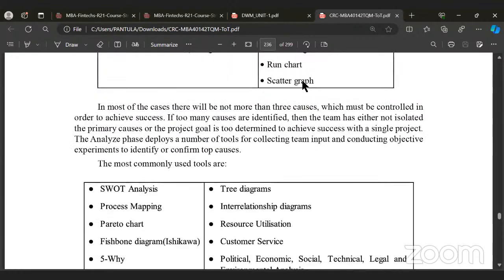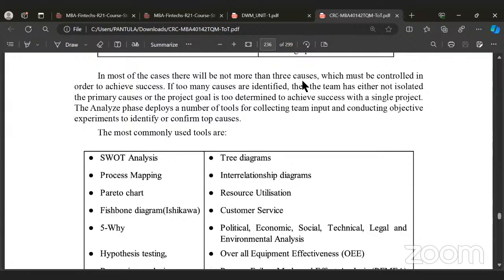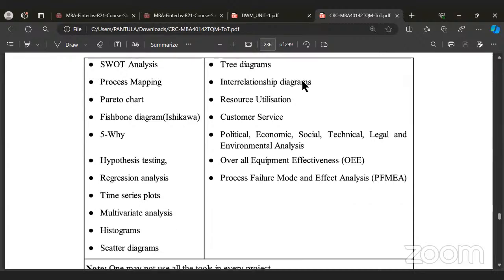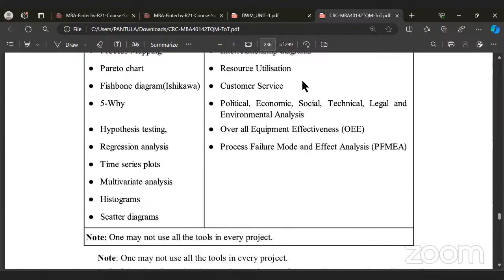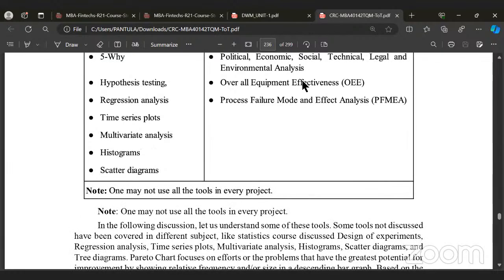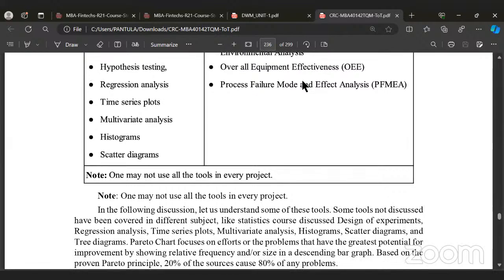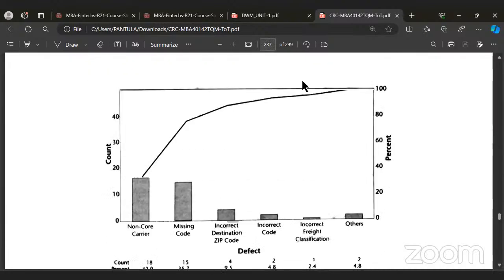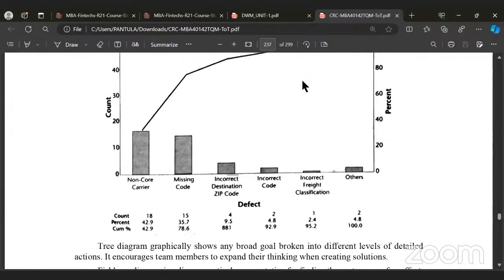So here they use some kinds of tools: SWOT analysis, process mapping, tree map, tree diagram, Pareto, fishbone diagram, 5 Whys, tree diagram, interrelationship diagram, resource utilization, customer services, overall equipment efficiency, time series plots, multivariate analysis, histograms, scatter diagrams. So these are the things we are going to use in this.